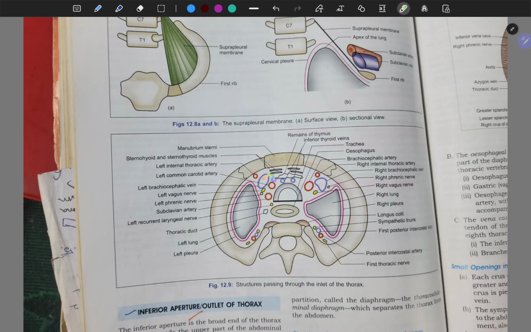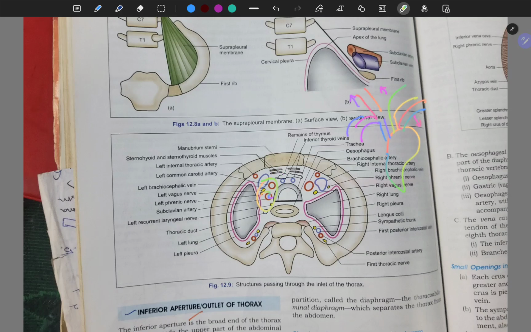Similar to the brachiocephalic vein, on the right side the brachiocephalic artery is present. On the left side, direct branches, which are the left common carotid and left brachiocephalic vein. So this is anterior. If posterior, the neurovascular bundle: posterior intercostal vein, artery, first thoracic nerve, then the sympathetic trunk. So very easy to remember. From the heart, you will be having the brachiocephalic trunk, which divides into the right subclavian, right common carotid, left common carotid, left subclavian artery.